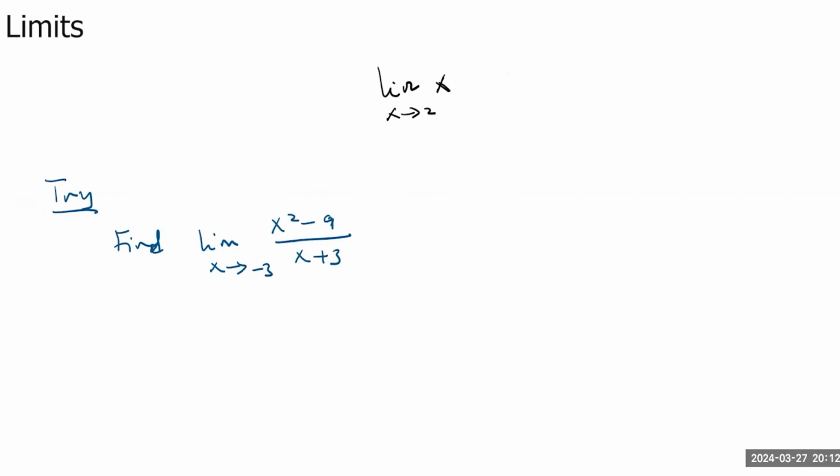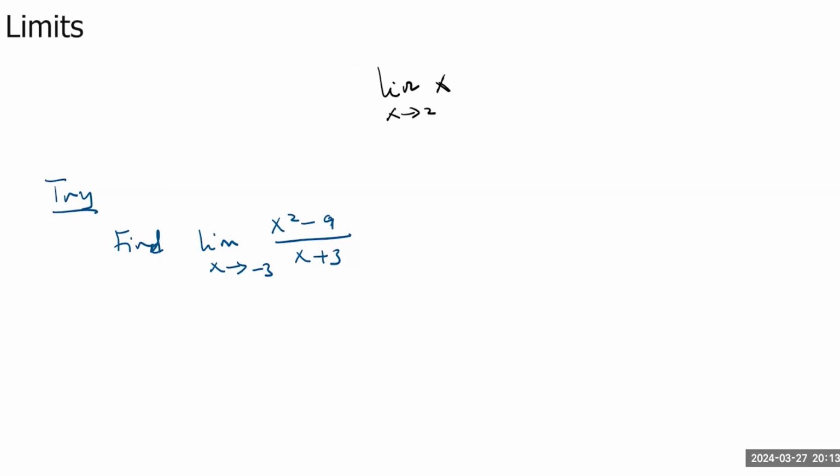But before we continue, I would want you to just think about this problem. How do we solve this problem? Limit of the rational function x squared minus 9, all divided by x plus 3 as x approaches negative 3. Think about this and give me your response in the comment section, and I'll attend to that.